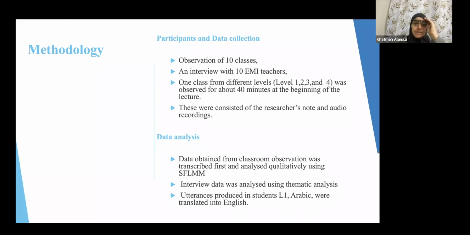For data analysis, a classroom observation was transcribed first and analyzed qualitatively using a multimodality analysis framework. Data obtained from the interviews was also transcribed and then analyzed thematically. Utterances produced in students' L1, which is Arabic, were translated into English and presented in the text.